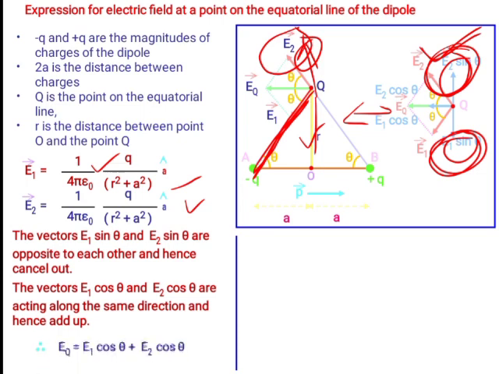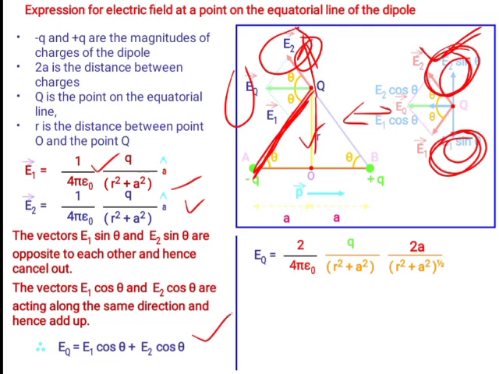Therefore, EQ is equal to this resultant vector: E1 cos theta plus E2 cos theta. Substitute the value of E1 and E2 in this expression. Then EQ is equal to 2 divided by 4 pi epsilon naught. E1, E2 both are the same, no? So for that reason we have to add both the values, so for that reason 2 here.